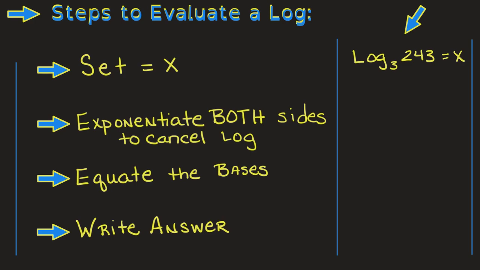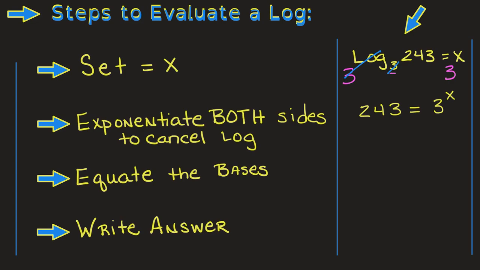Then the next thing that we're going to do is exponentiate both sides to cancel the log. So we're going to remember this is based on the current base, which is a 3. We're going to take the 3 and put it on the left side and the right side for our base. And then we're going to cancel the log base 3 with our 3. That leaves us with 243 equals 3 to the x power.